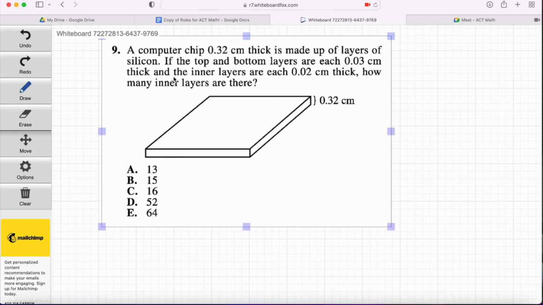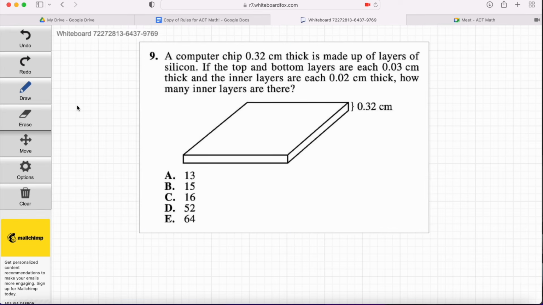We've got another question up here on the screen. Go and read question number 9 for us, please. A computer chip is 0.32 centimeters thick and is made up of layers of silicone. If the top and bottom layers are each 0.03 centimeters thick, and the inner layers are each 0.02 centimeters thick, how many inner layers are there?